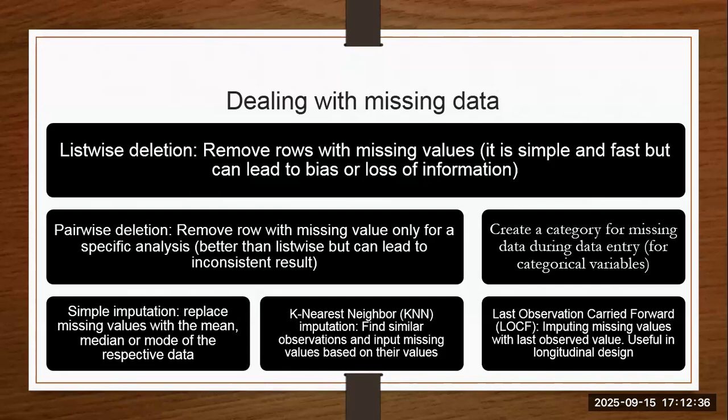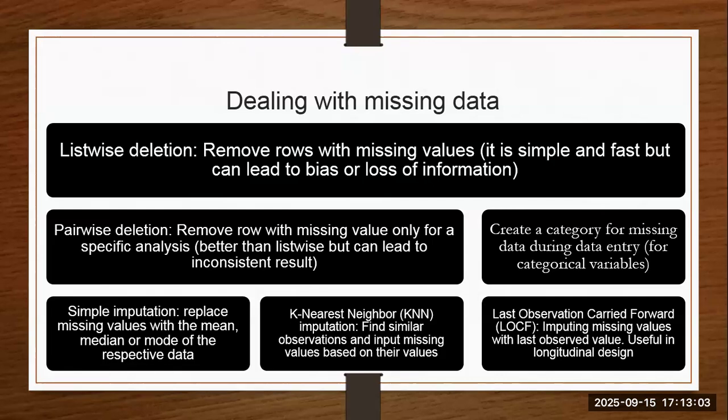Then the pairwise deletion means you remove the row with missing data during a specific analysis, but not from all analyses. So this is better than the first one, because with the first one you lose the data completely. But with this one, you're just removing it for a specific analysis, but it can still be used for other analyses.